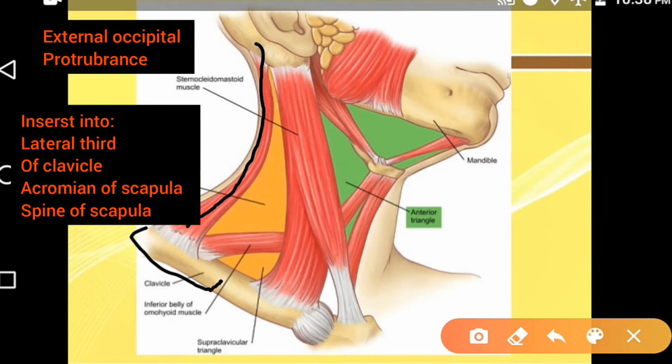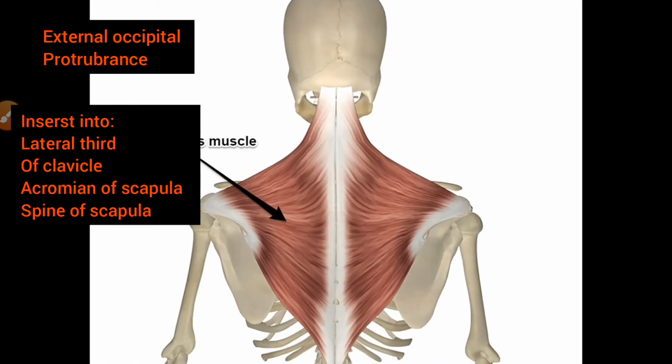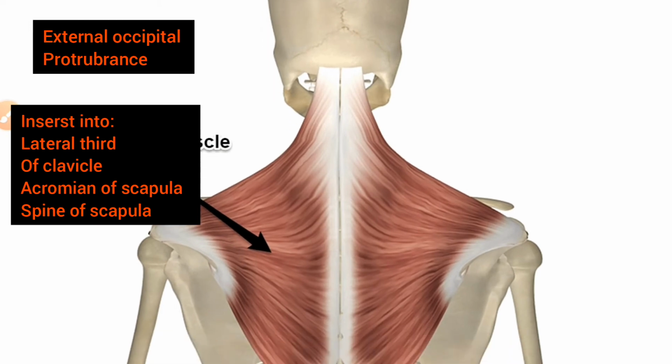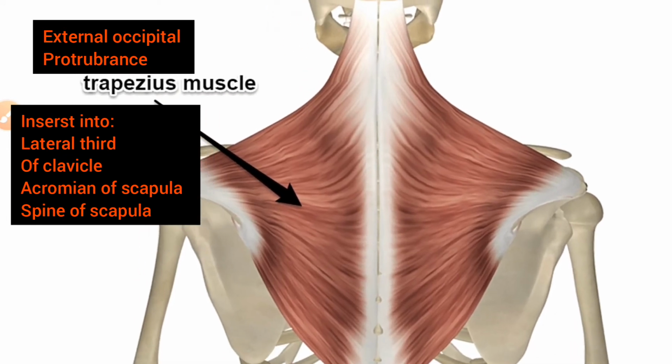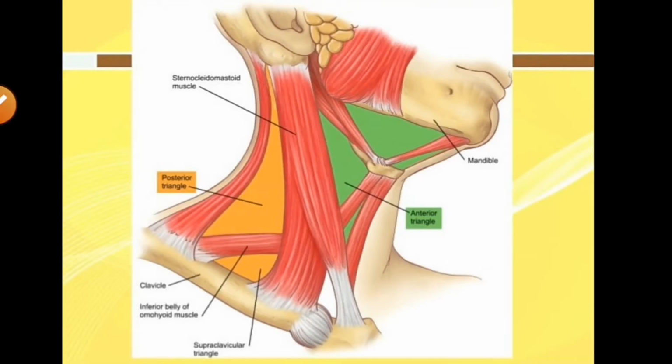So you can see in the picture this trapezius muscle, it's a big muscle, and it originates from the back of the head, that is the superior nuchal line and the external occipital protuberance, and it extends all the way, and some of it inserts into the lateral third of the clavicle, also the acromion, and also the spine of the scapula. And the next one is the omohyoid muscle.